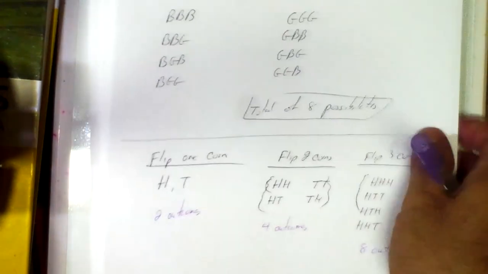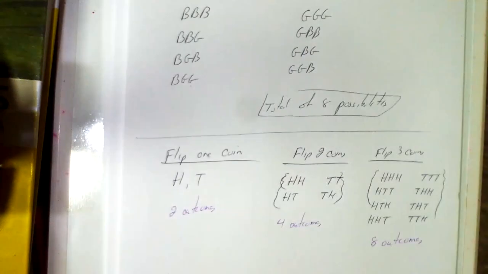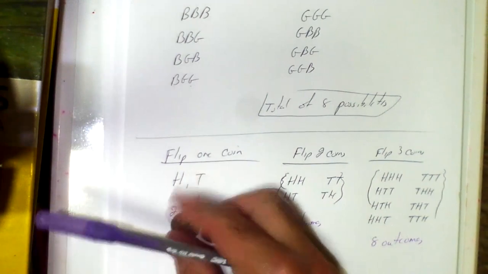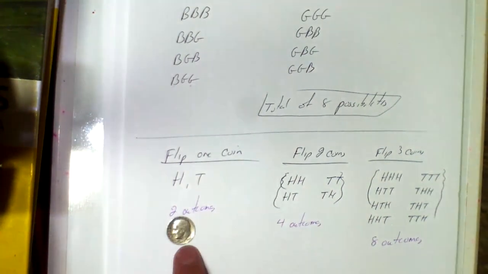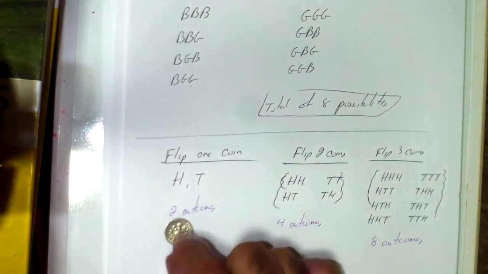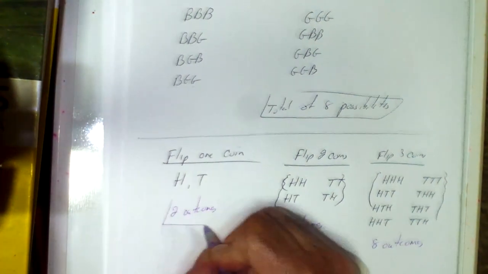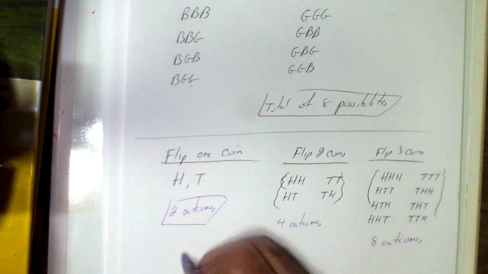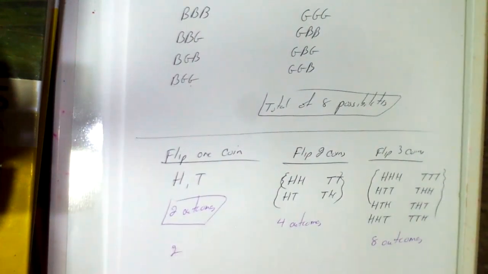Okay. So the way it works is this. When you flip 1 coin, how many sides does that 1 coin have? Well, it's got two sides, heads and tails. That's how that is produced. There are 2 sides.